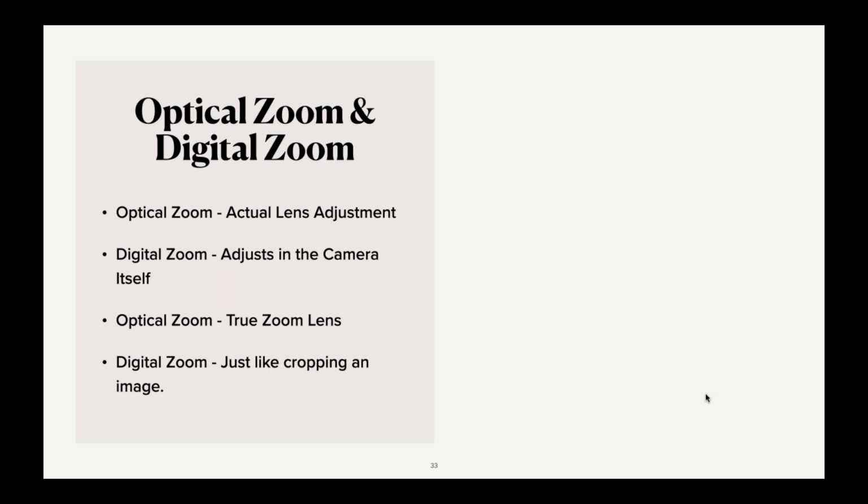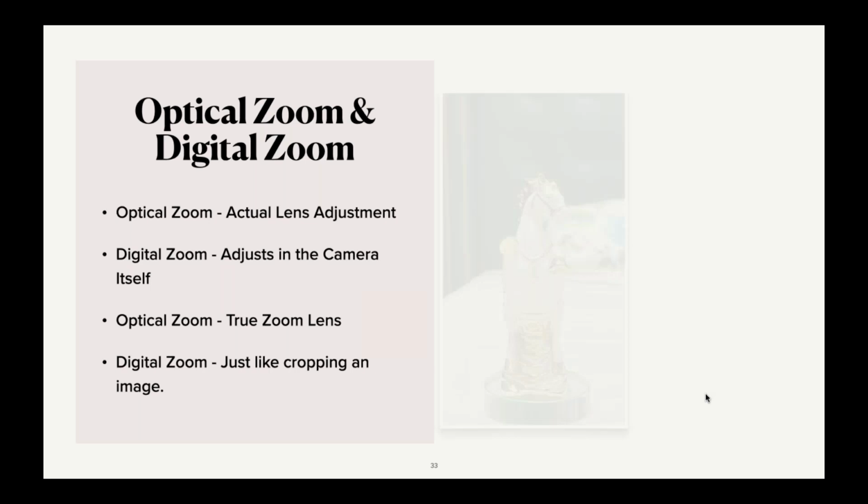Optical zoom is basically the actual lens adjustment. So there are cameras with lenses where you actually zoom into the picture and not just manually adjust in the camera itself. Digital zoom is basically how the camera adjusts in the camera itself. That is how, if you take a photo and in the edit you just crop the photo out, that is how digital zoom works, and optical zoom is a true zoom.